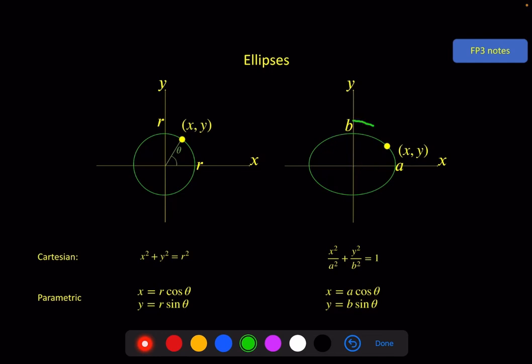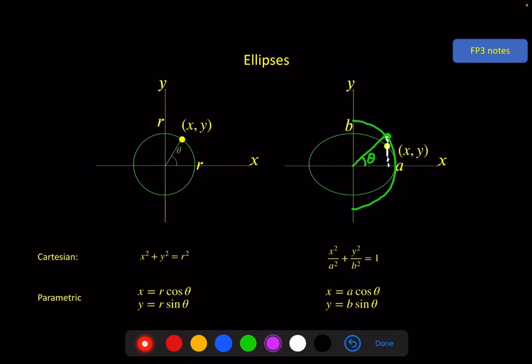What it's connecting to actually is the circle that would be there of radius A, that gives that same x value. So it's this angle here. And you can see the x value of this point and the point that was there is the same. And this is called the eccentric angle.